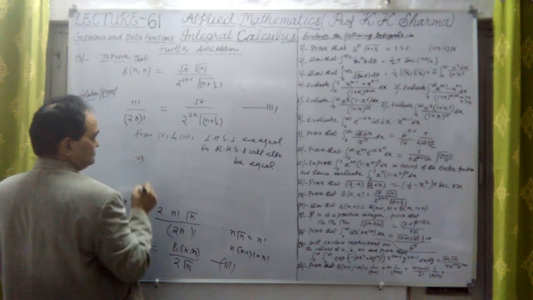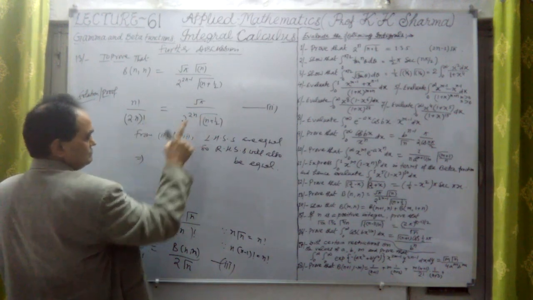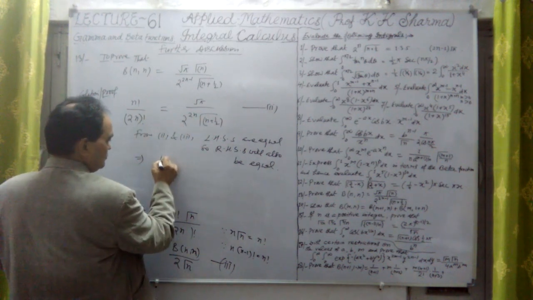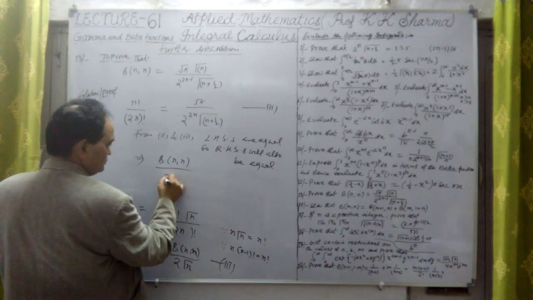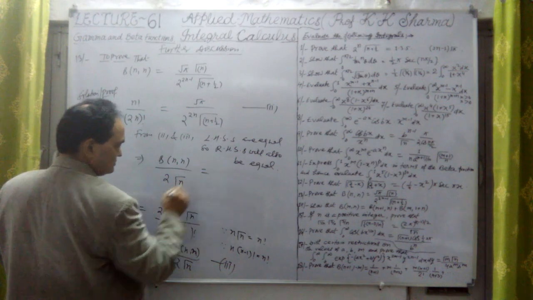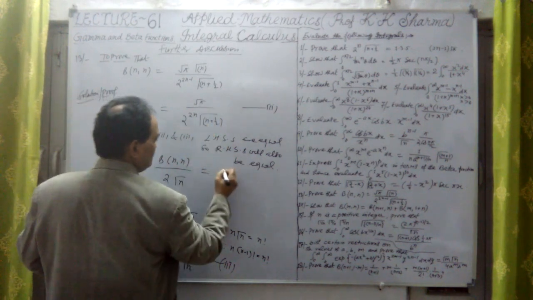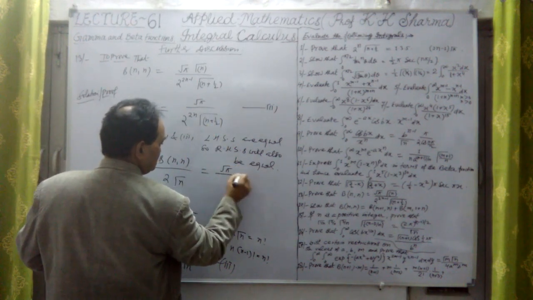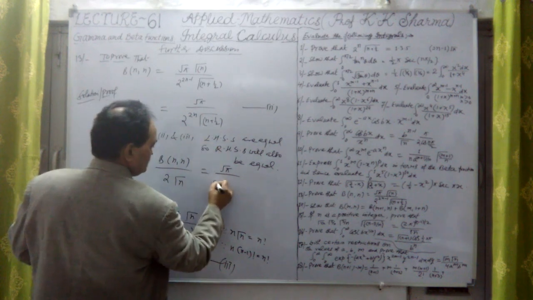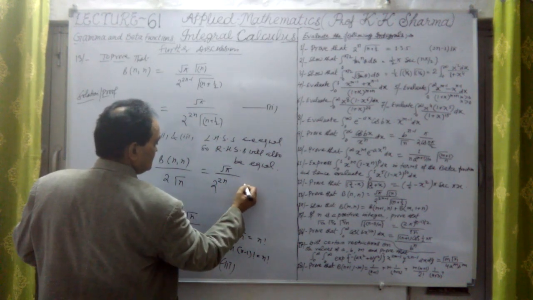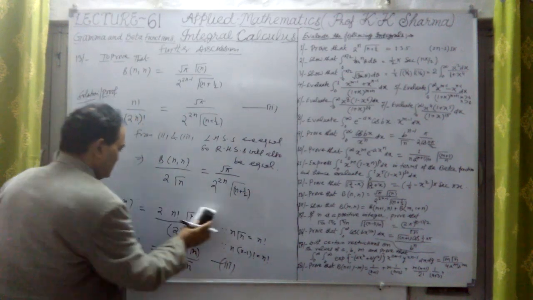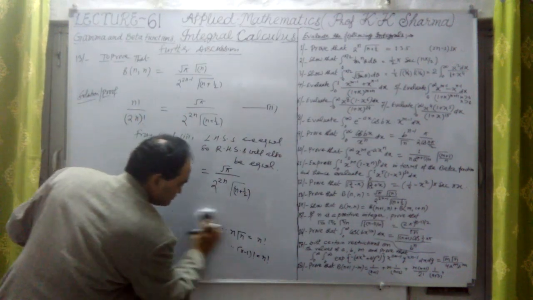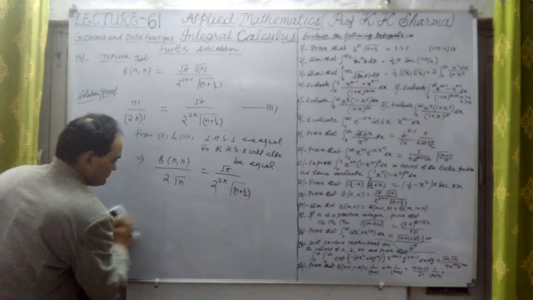This implies that this value equal to this, beta n upon 2 into gamma n is equal to this value, under root pi divided by 2 raised to 4 twice n into gamma n plus half. Okay, this we have obtained from third and second equation.